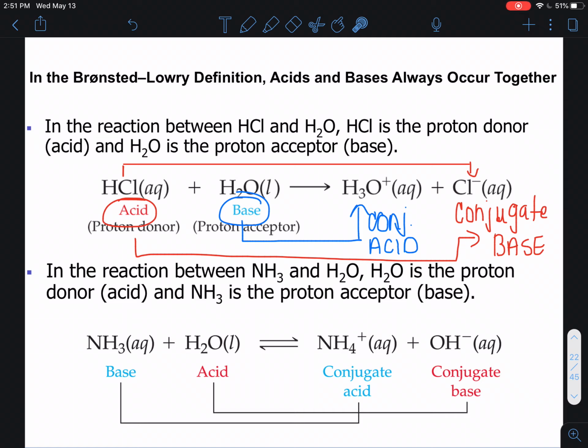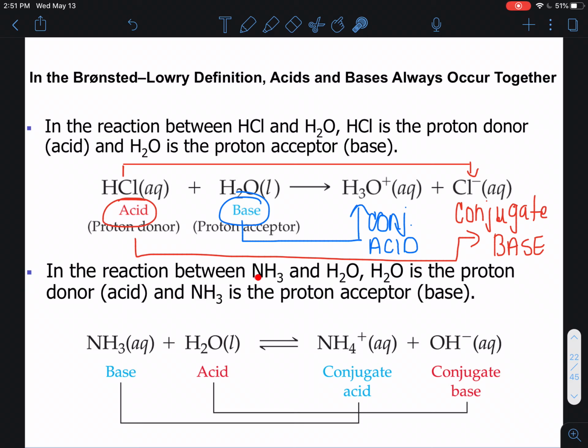But here's the thing with these acid-base reactions. They always occur together, and they always occur in pairs. So an acid starts off as an acid. When it gives up its proton, it becomes a conjugate base. A base always starts off as a base, and then once it accepts a proton, it becomes a conjugate acid.